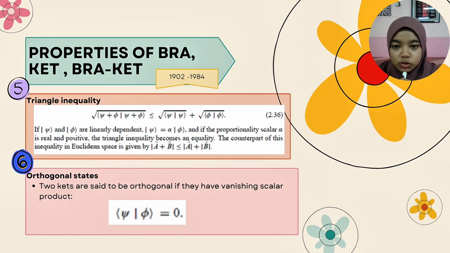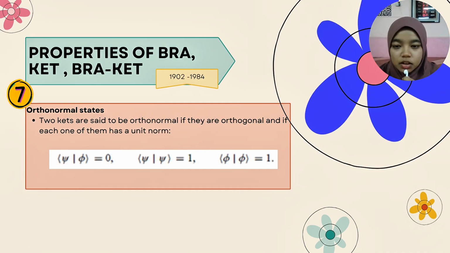Next, the triangle inequality states that the norm of the sum of two quantum states is less than or equal to the sum of their individual norms. This property shows that combining two states cannot produce a state with a length greater than the sum of their lengths. Next is orthogonal states. Two quantum states are said to be orthogonal if their scalar product is equal to 0. Orthogonal states have no overlap and represent completely independent physical states. Last one is orthonormal states. A set of quantum states is called orthonormal if each state is normalized and every pair of different states is orthogonal.